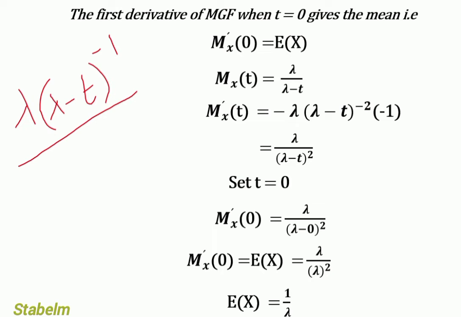So which means the mean of the exponential distribution is 1 over lambda. And how did we get this? First derivative of the moment generating function. After getting the derivative and simplifying further, we set t equal to 0, and that's what we have here. And the final result, we have 1 over lambda.